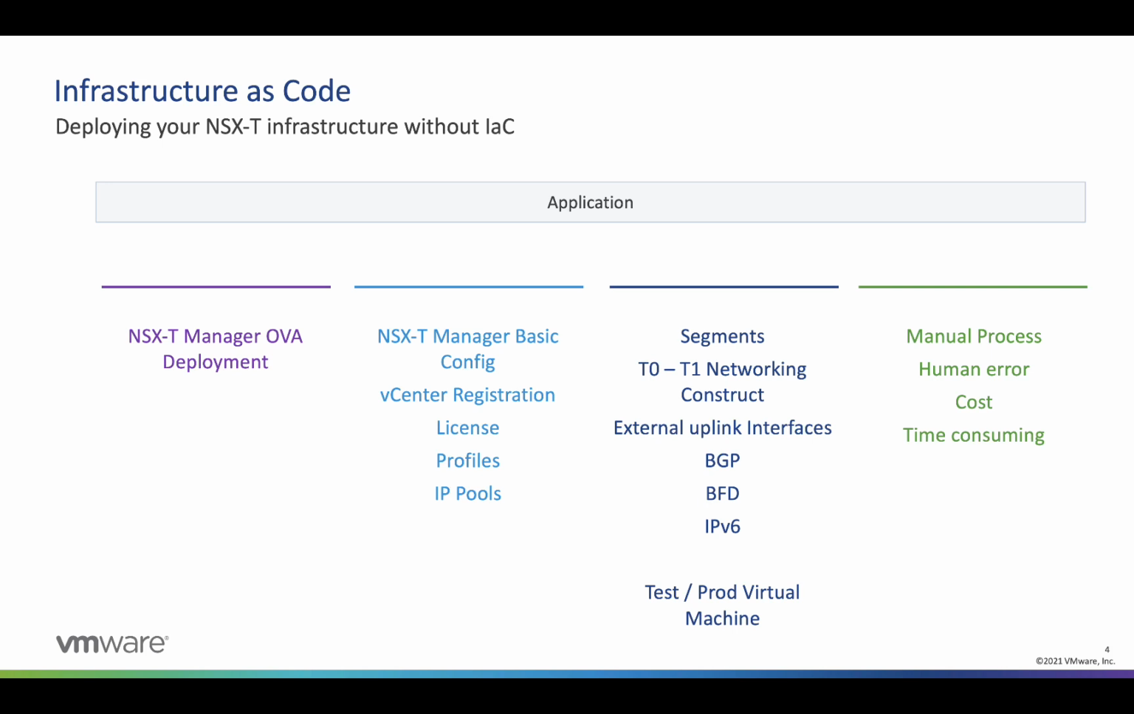So first, you need to install the OVA template, right? You need to deploy that OVA on a vCenter environment that will install the NSX-T manager, right? Also, you need to create all your basic configuration of NSX-T. You need to create your IP pools for the TEPs. You need to create your profiles, your license, your uplinks, etc., etc.